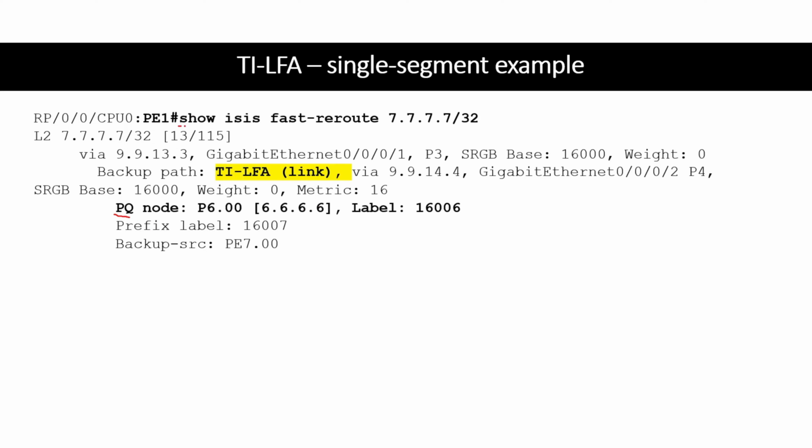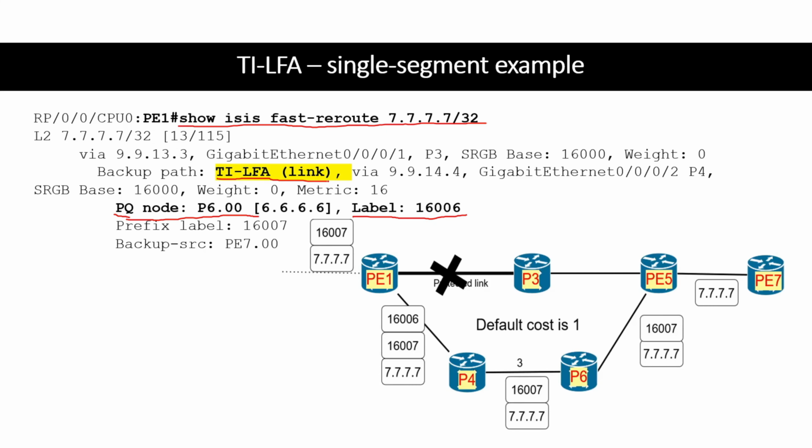If we talk about the show isis fast-reroute for this destination, it's saying that this is the PQ node and this is the extra label we are going to push on the backup path. This is calculated using the Ti-LFA, and the algorithm is link protection. So this is the original label for P7, and then P1 pushes the extra label 16006 on top, and he will just forward it over the backup path once it detects the protected link failure.